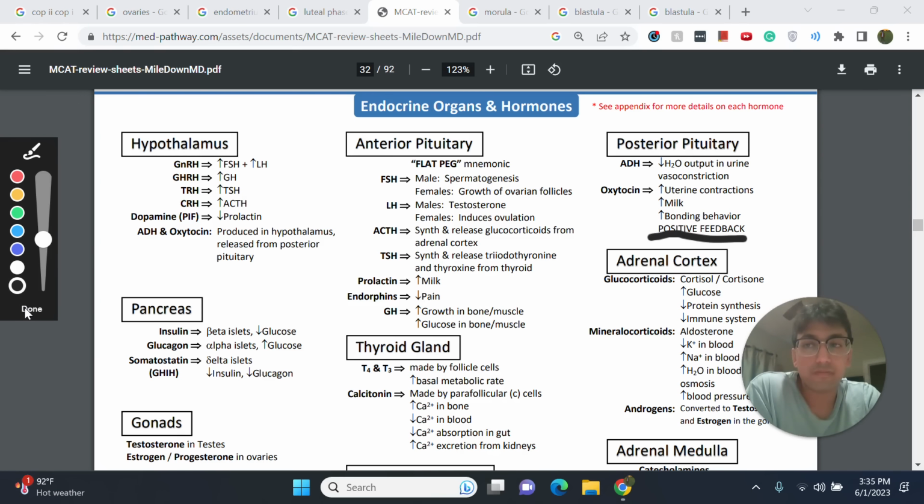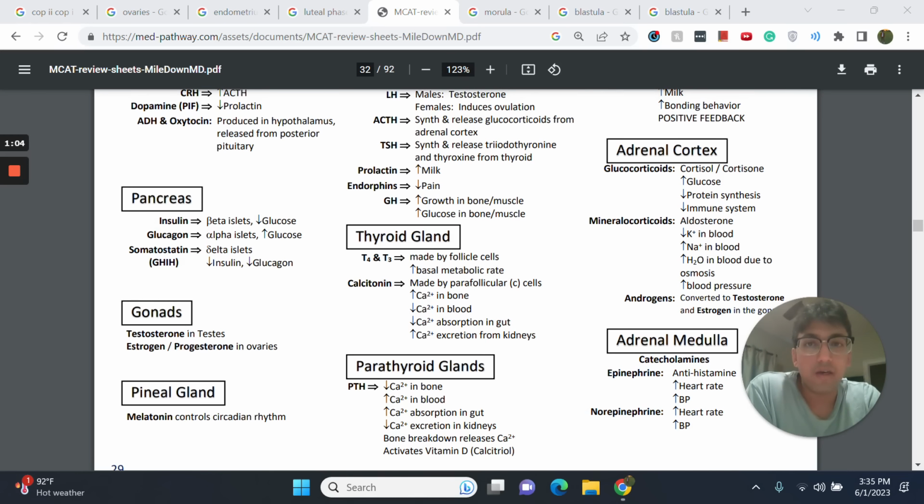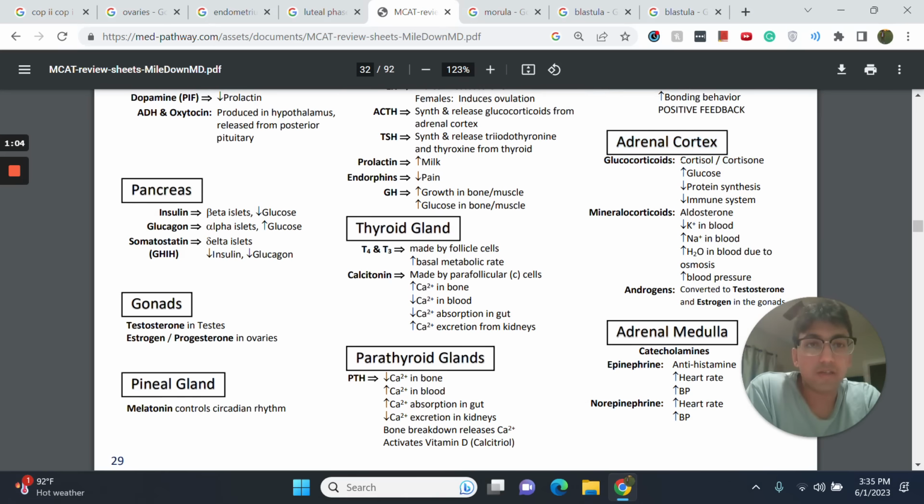Okay, adrenal cortex, remember that ACTH is synthesizing and releasing glucocorticoids from the adrenal cortex, like cortisol. You should know that cortisol is one of our stress hormones. It increases glucose, decreases protein synthesis, decreases our immune system, right? And when you have a lot of stress, you increase your cortisol production.